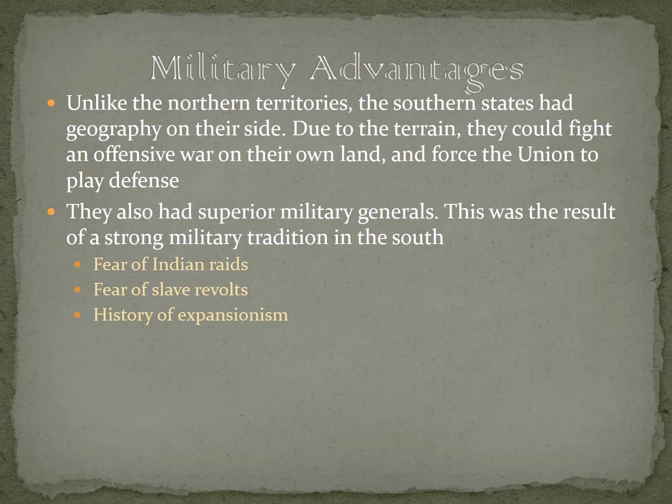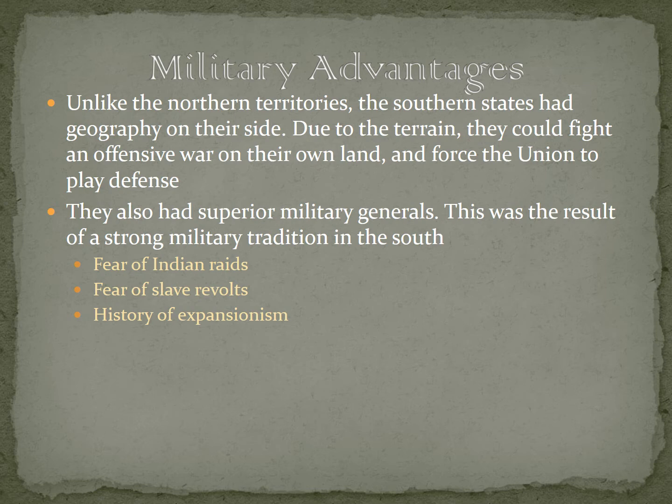They fought offensively, and the Union frequently was forced to fight defensively. That will change as the war progresses, especially after Ulysses S. Grant becomes commander-in-chief or general-in-chief of the Army of the Potomac. But the Confederacy has this home field advantage, and they can play offensively. They also have a tradition of having a strong military.